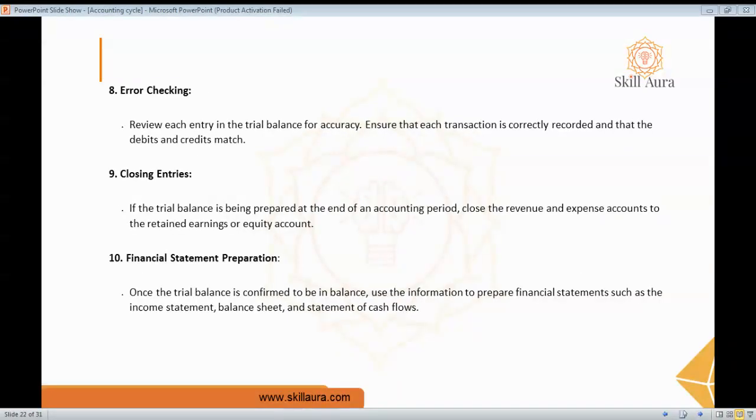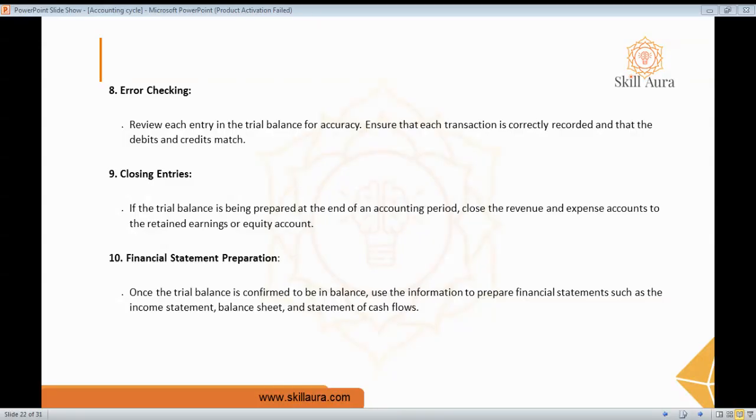And the next one is error checking. As I told, this trial balance helps us to indicate errors or mistakes in recording transactions of journal entry or ledger entry. So it is ensured that each transaction is correct and recorded, and the debit and credit are going to match and balance. The next one is closing entry.